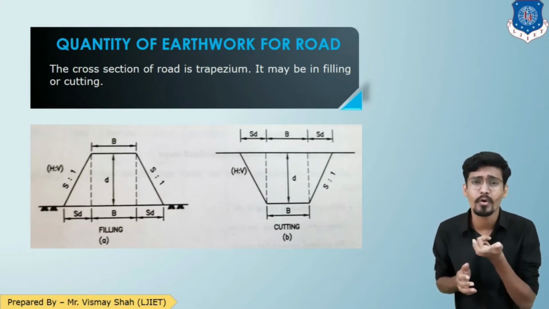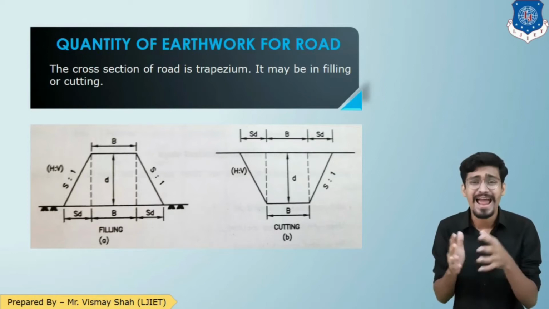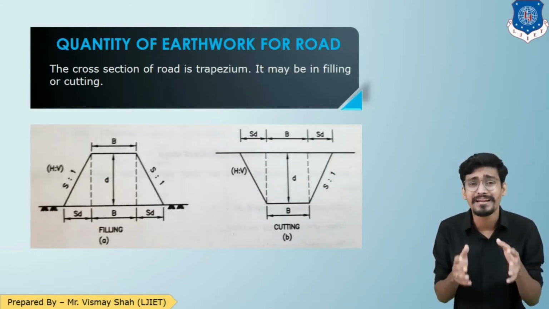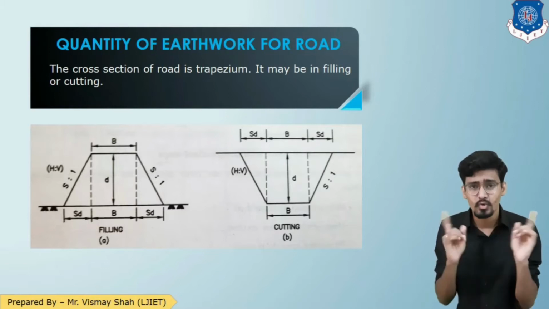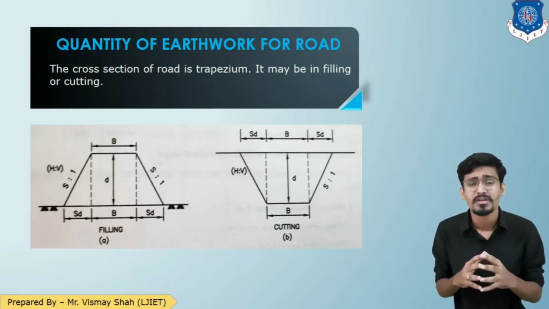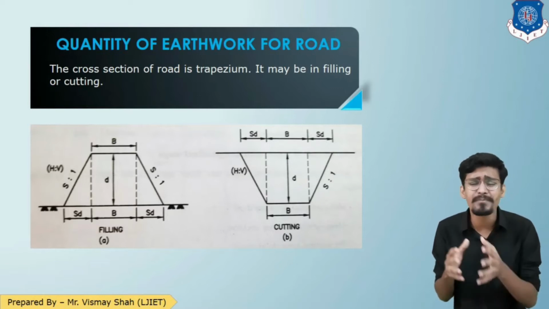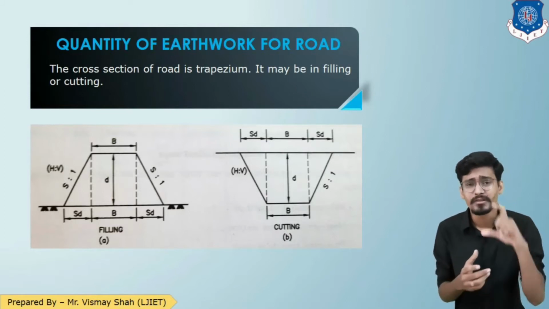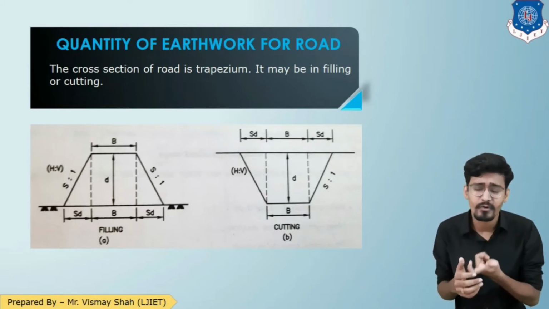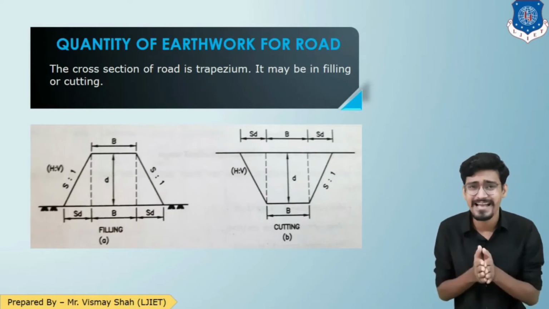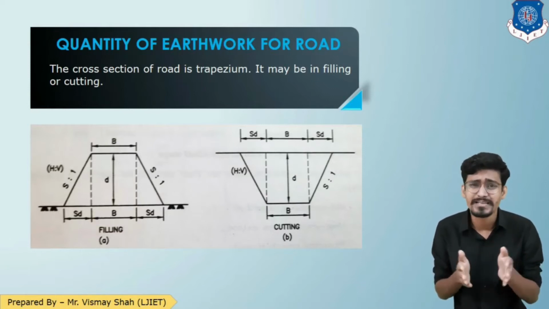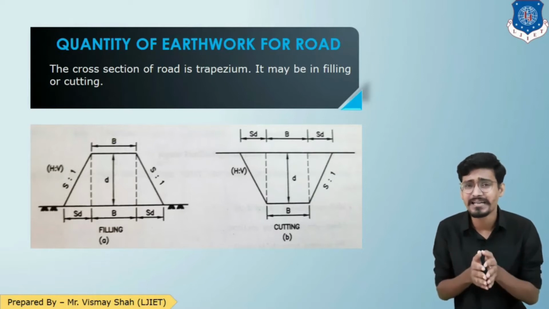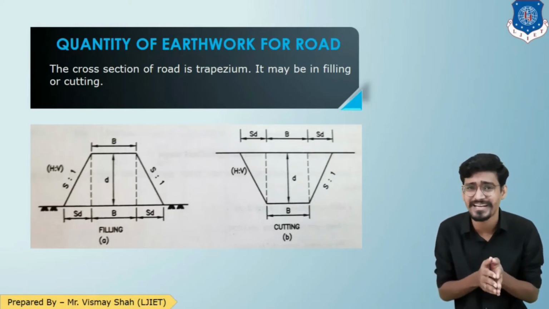Now, if the width of a road is B and the depth is D, the entire trapezium will be divided into two parts, two triangles and one rectangle. The same case will happen in the filling. If the road is in filling, the filling height will be D, the width of road is B, and the slope is S:1. So I hope we are clear about the cutting and filling aspect in the road. Students, this kind of concept you have already learned in your highway engineering subject or the transport engineering subject.